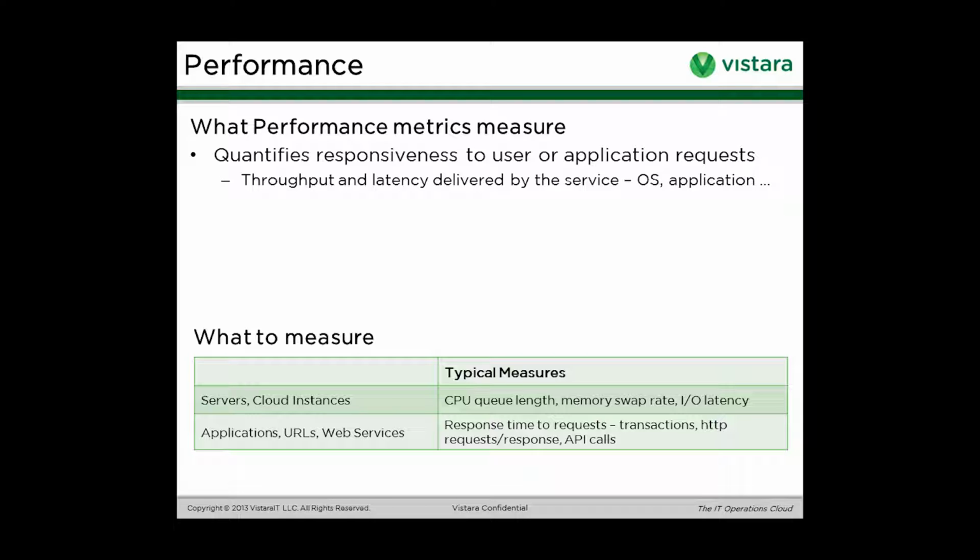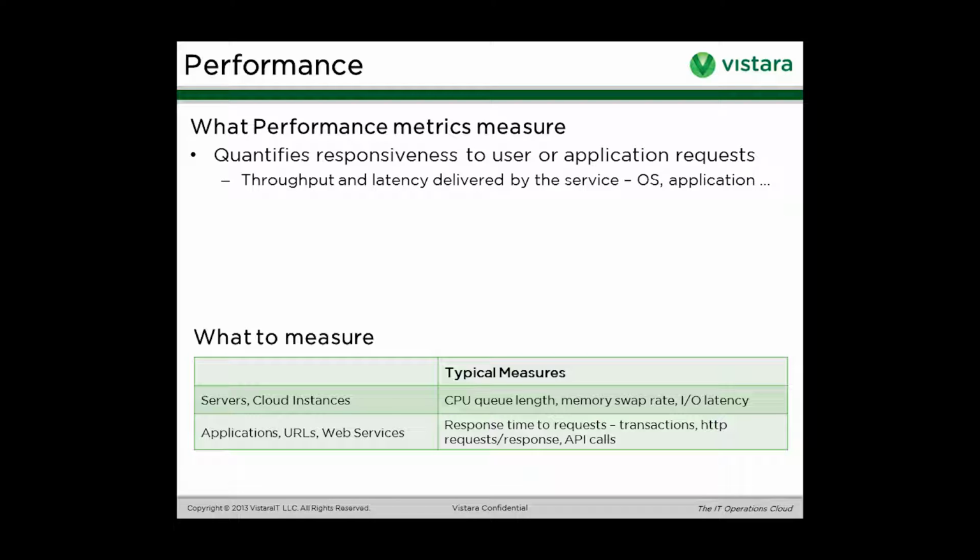Moving on, the second category of service level metric has to do with performance. So this is getting more fine-grained than availability. And fundamentally, performance measures whether the service is responsive to the user or to other applications that may depend on it. So, for example, if it's a database server, what is the average response time I'm getting on my queries? Or if it's a web app, what is the average response time I'm getting on my requests?